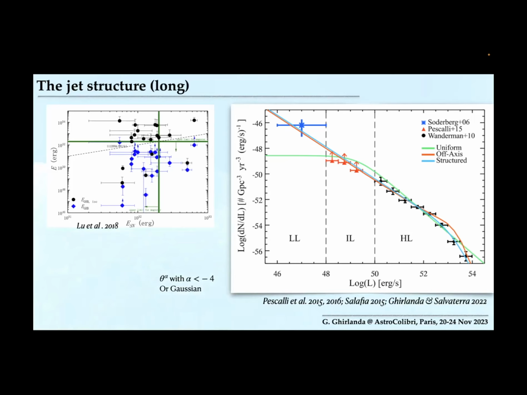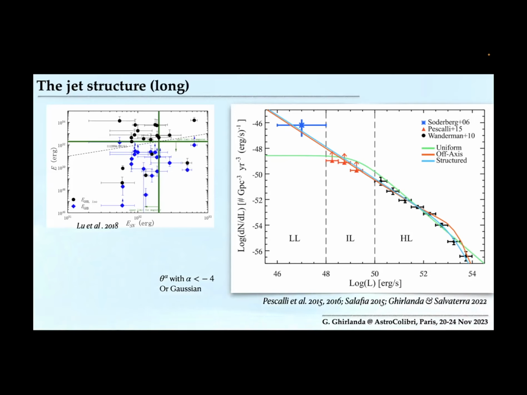What we found is that a Gaussian jet or a highly structured jet, let's say with alpha power smaller than -4, is consistent with this data. The idea is that what we observe today, and we have been observing in the majority of cases, are jets within their core opening angles, and in a few events we have detected the jet off axis.